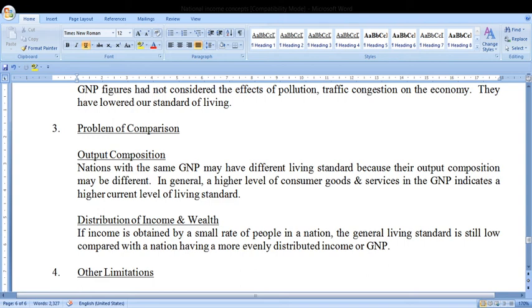Then we are going to see distribution of income and wealth. If the income is obtained by a small number of people in a nation, the general living standard is still low compared with a nation having a more evenly distributed income of GNP.